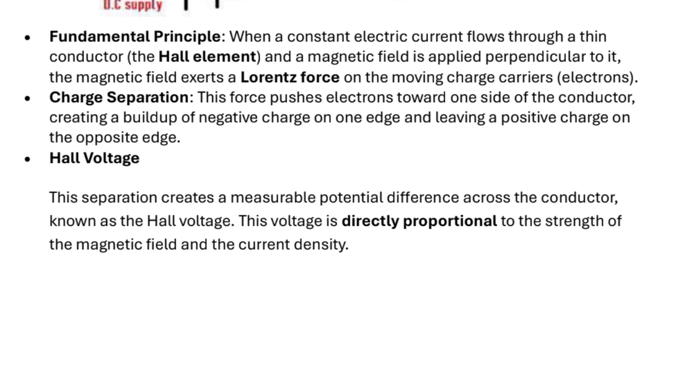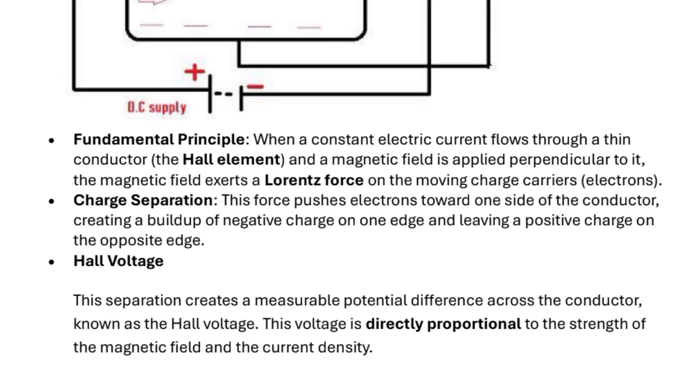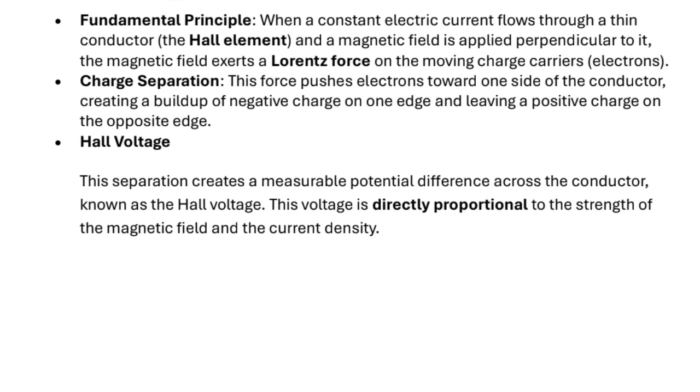You might see in this diagram that on the Hall sensor, the top has positive charges and below that we have negative charges. Now how is the Hall voltage created? The separation creates a measurable potential difference across the conductor, known as the Hall voltage. This voltage is directly proportional to the strength of the magnetic field and also the current density. Again, in the Hall effect sensor, this Hall voltage part is very important.